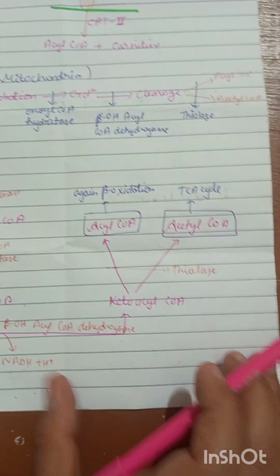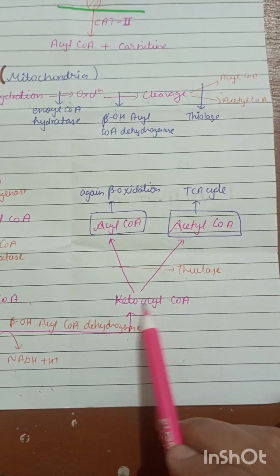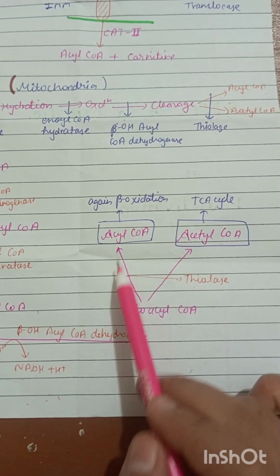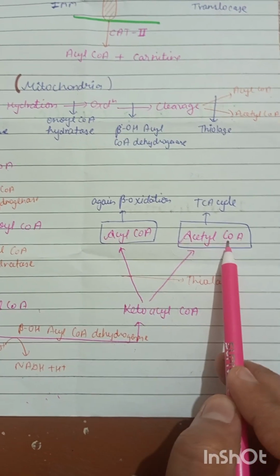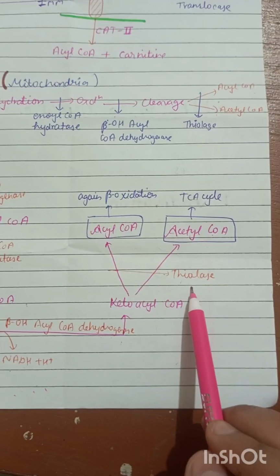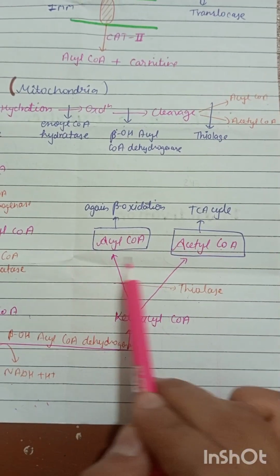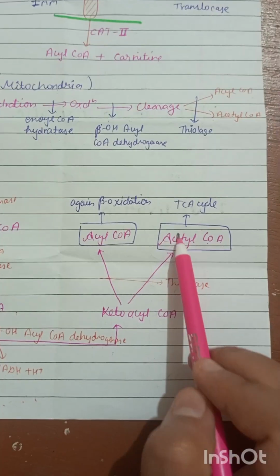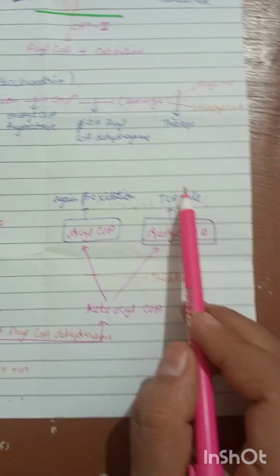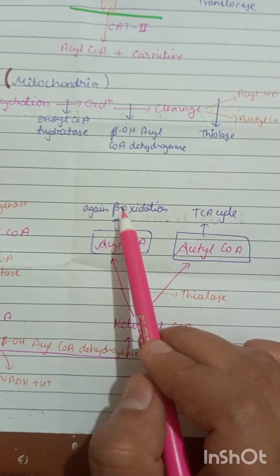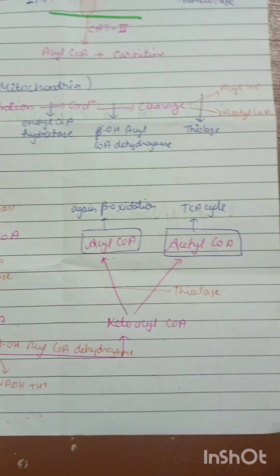Now the last process, that is cleavage of ketoacyl coenzyme A, occurs into acyl coenzyme A and acetyl coenzyme A in the presence of the enzyme thiolase. Now these are the final products of beta oxidation of fatty acid. This acetyl coenzyme A will be utilized during the TCA cycle, and acyl coenzyme A will again undergo beta oxidation of fatty acid. Thank you.